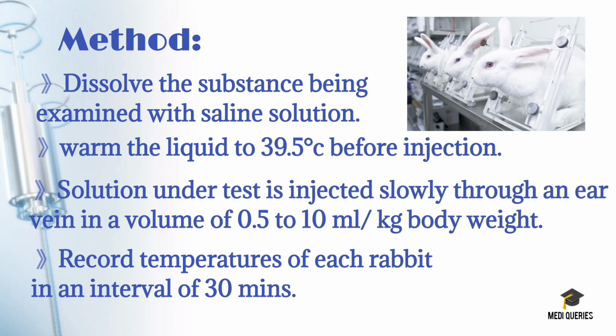Two normal readings of the rectal temperature should be taken prior to the test injection at an interval of half an hour, and the mean is calculated, which is the initial temperature of the rabbit. The solution under test is injected slowly through an ear vein in a volume of 0.5 to 10 ml per kg of the body weight. Record the temperature of each rabbit at intervals of 30 minutes for 3 hours after injection, and the difference between the initial temperature and the maximum temperature recorded for a rabbit is taken to be its response.